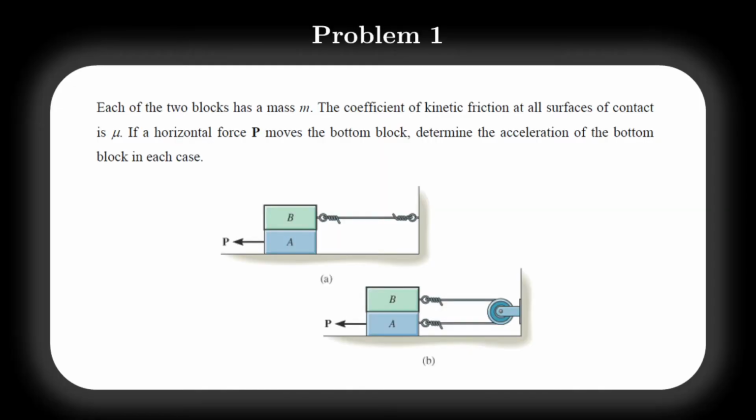There are two problems for this week, but the first question has two parts. The first problem states, each of the two blocks has a mass m. The coefficient of kinetic friction at all surfaces of contact is mu. If a horizontal force P moves the bottom block, determine the acceleration of the bottom block in each case.